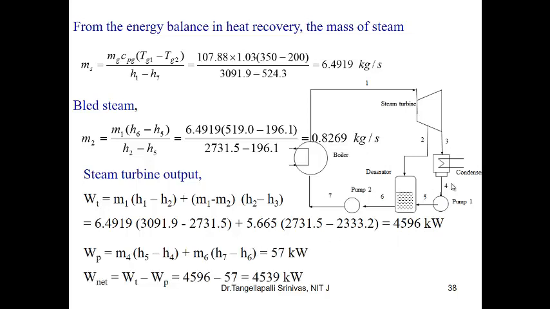And the net input to the pumps: there are two pumps here, pump 1 and pump 2. That's m4 (h5 minus h4), and for the second pump, m6 (h7 minus h6). After adding these two pumps, the resultant work input to the two pumps is 57 kilowatts. After subtracting this pump work input from the turbine output, the net output is WT minus WP, that is equal to 4539 kilowatts. That's 4.539 megawatts.